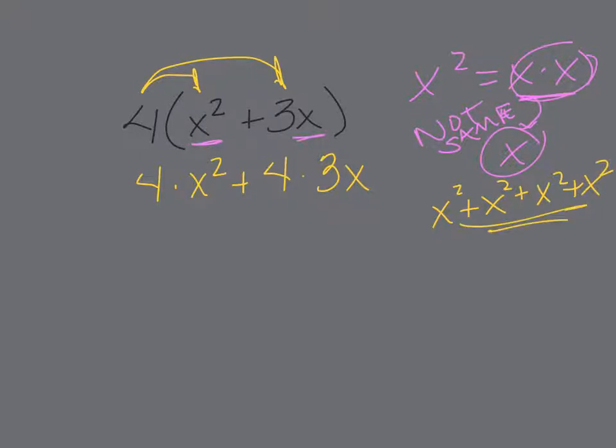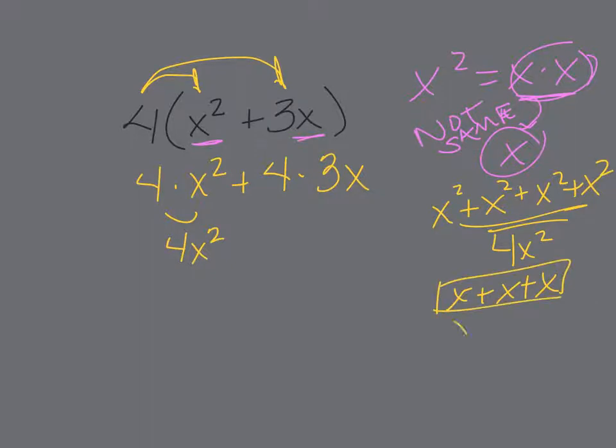So 4 of them, of course, that tells me I have 4x squared. So that's what this one is here, 4x squared. And now 4 times 3x. Remember, 3x means I'm multiplying x times 3, so I've got 3 x's for each of those, so that would be x plus x plus x. And I've got 3 of those, so here's 1, 2, 3, 3 x's.